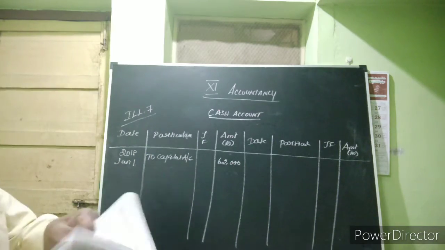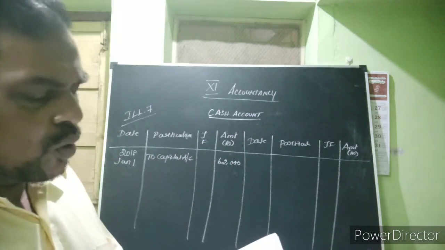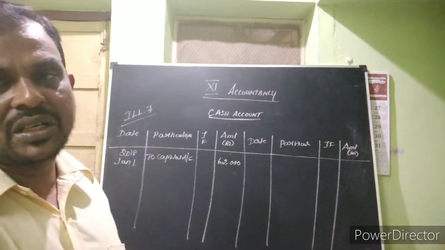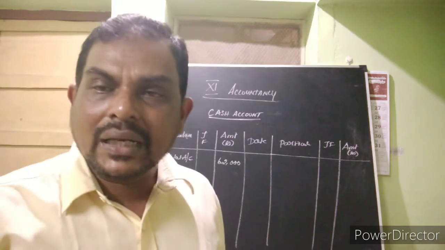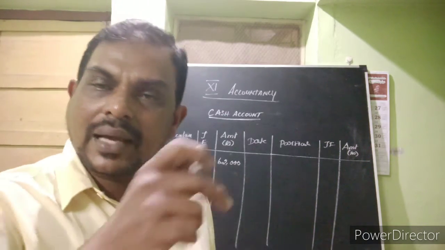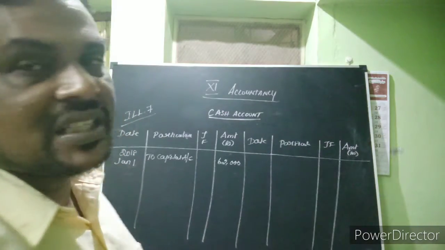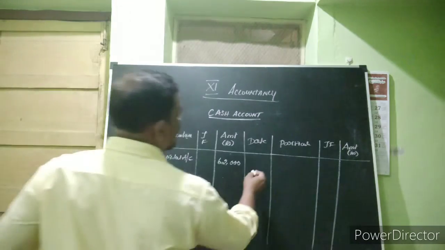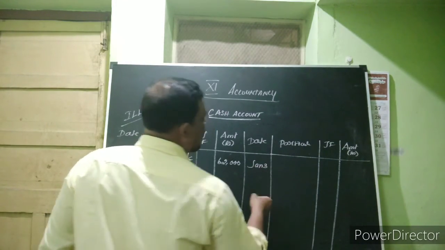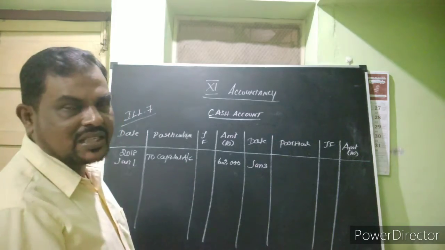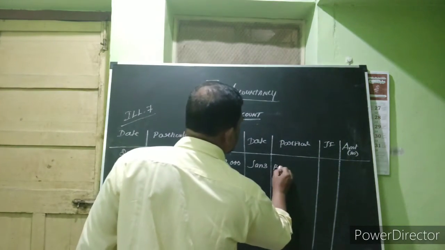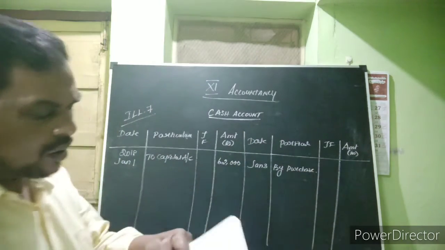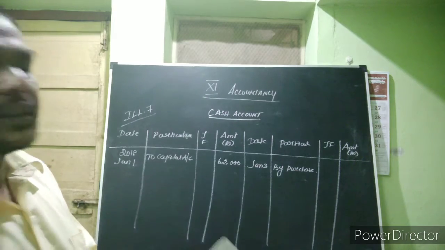Next, date 3. Goods purchased for cash. Purchase account debtor to cash account. Here cash is in the credit side, so your hand should come in the credit side. What is the journal entry? Purchase account debtor to cash account, January 3. So Jan 3, cash account is in the credit side, so you have to put by purchase. What is the amount? Amount is rupees 12,000.